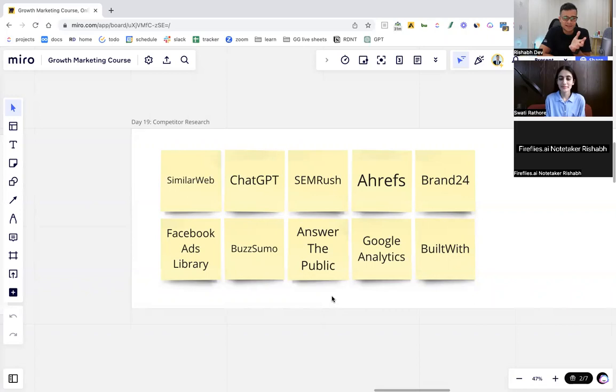So on the screen, I think everyone can see the tools that we can use for research. And we have discussed this briefly as well earlier. But today we're going to really deep dive into how we do competitor research. And we're going to start with the agency.